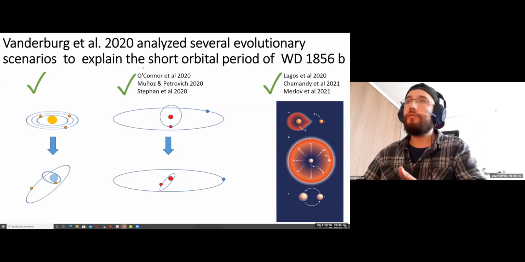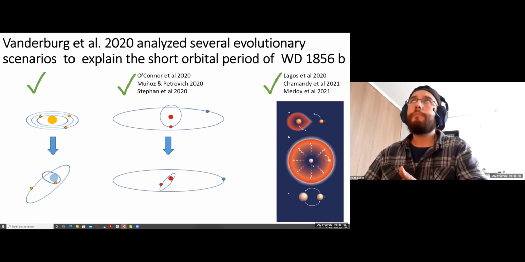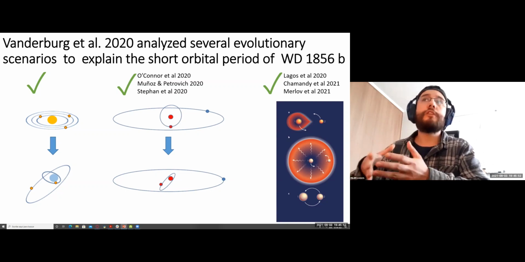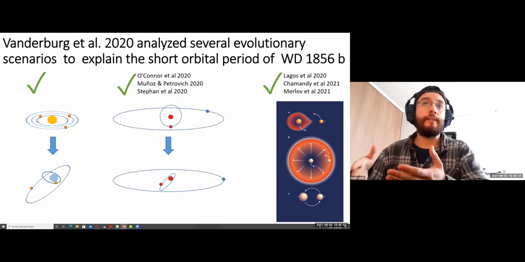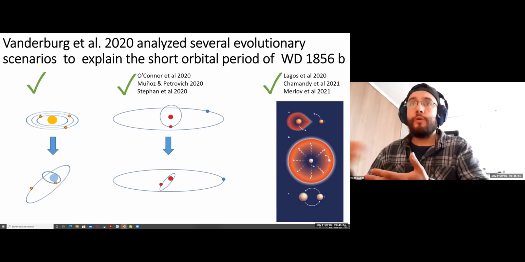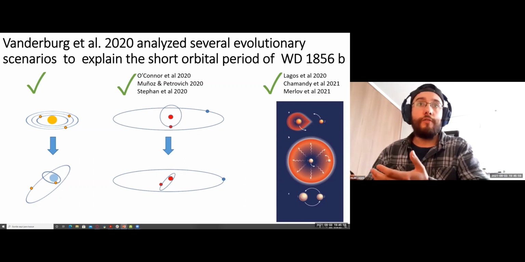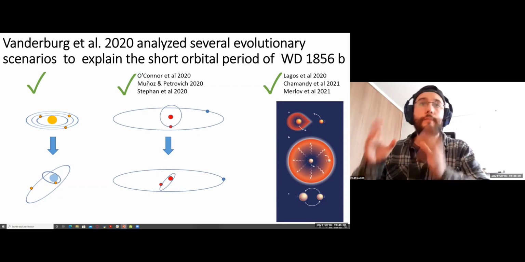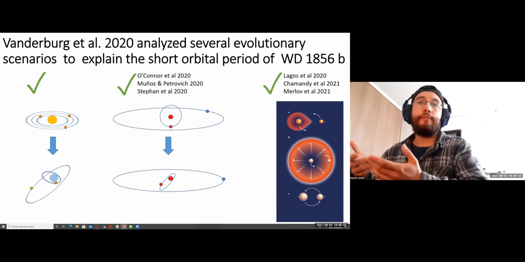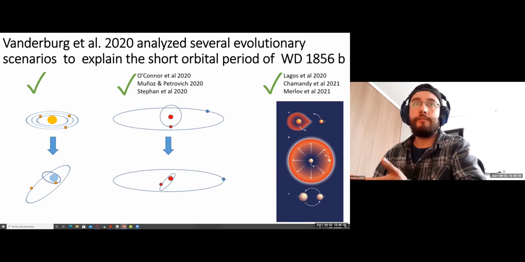And in the case of Muñoz and Petrovic 2020, under this CEPO scenario, they predicted a mass between 0.7 and 3 Jupiter masses for the planet candidate. So in the same line, we showed that the tight orbit of the planet can also be explained with a more detailed reconstruction of the common envelope phase.